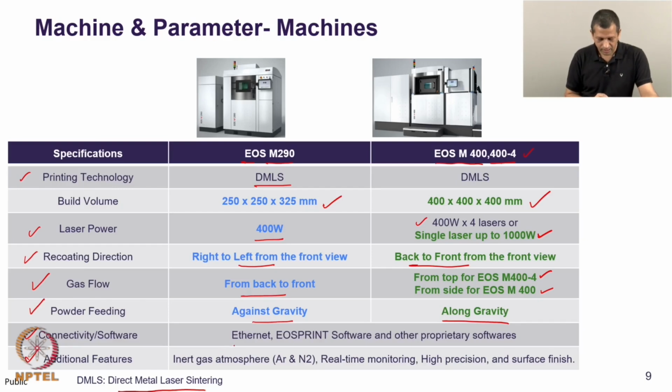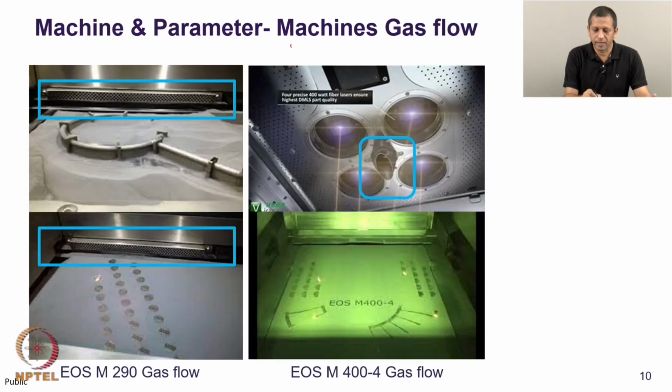Various connectivity are available. Both machines in this case use Ethernet connectivity, and there is a proprietary EOS print software which connects the machines with the computer for control and things like that. These machines offer various inert gas atmospheres, for example argon and nitrogen. They offer real time monitoring, high precision and good surface finish. Gas flow is an important parameter that decides the quality of the printed parts. Depending upon the quantity, the amount of gas flow and the direction of gas flow, the part can have homogeneous properties, more bubbles and so on.